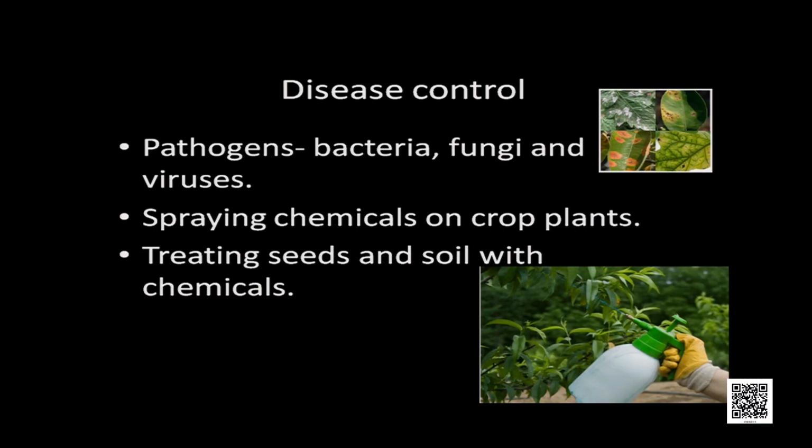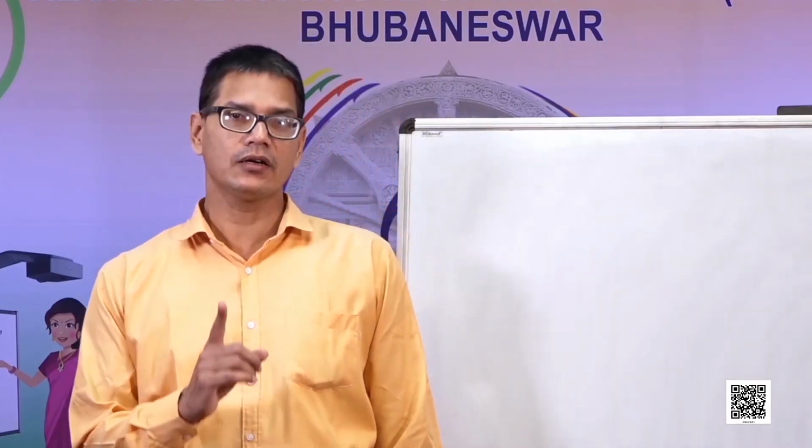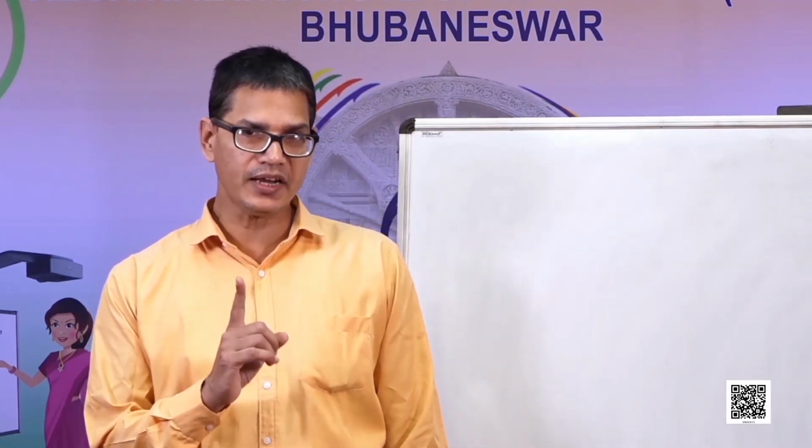Now, next one is disease control. Various pathogens that affect the crops are bacteria, fungi, and viruses, and they can be controlled by spraying chemicals on crop plants and treating the seeds and soil with chemicals. But again, these chemicals are harmful for the crops as well as soil. Therefore, they should be used very carefully.